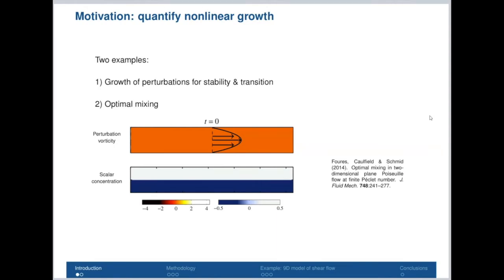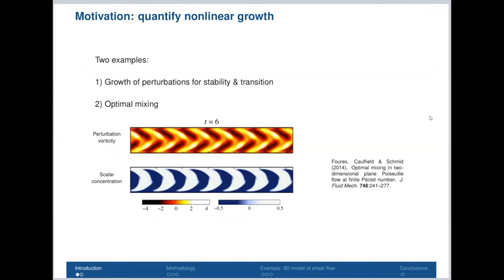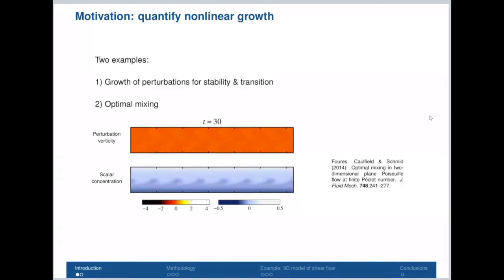Here I'm giving one from optimal mixing, which we've seen mentioned in the last talk. In this case, we have a laminar channel flow with a nice parabolic profile, and in the fluid layer, we have two different chemicals, which are neatly arranged in two layers. And the problem is as follows. We're given a budget of energy, and we want to perturb this flow in such a way that as it evolves in time, the two layers of chemicals are mixed as much as possible.